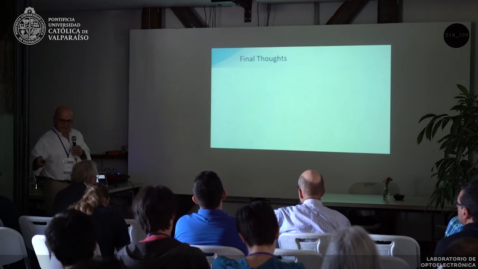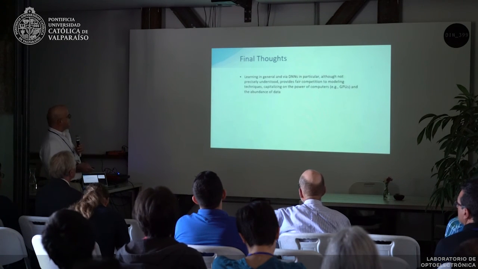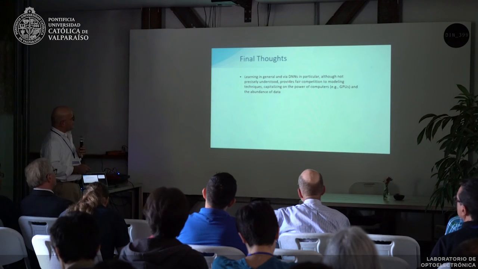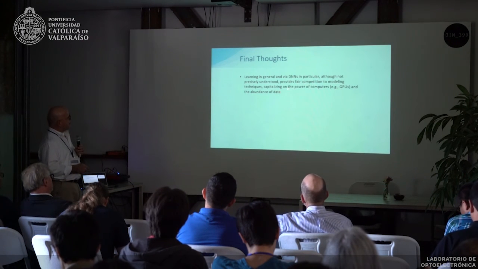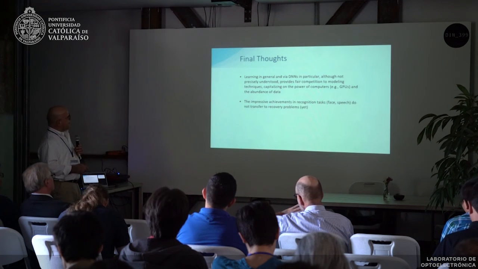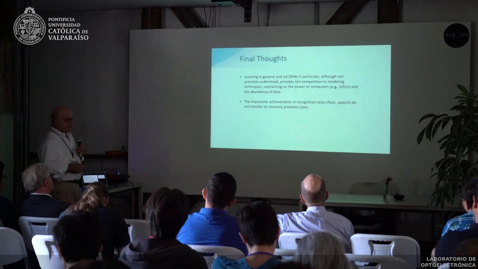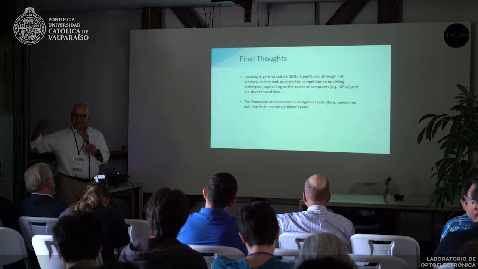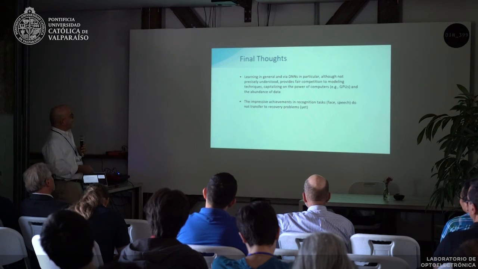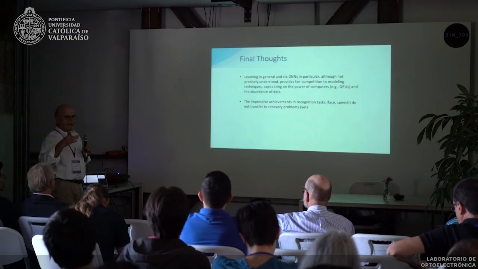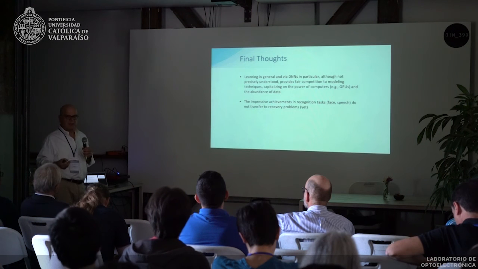So the final thoughts, if I have more time, I can say two more things, but I'm going to finish with that. So learning through deep neural networks, although not precisely understood, provides fair competition to modeling techniques, capitalizing of course on the power of GPUs and the abundance of data. But the impressive achievements that we have seen in the cognition type of tasks, where human performance has been exceeded, right? And they do not necessarily transfer directly when I solve inverse problems, which is a regression problem, right?